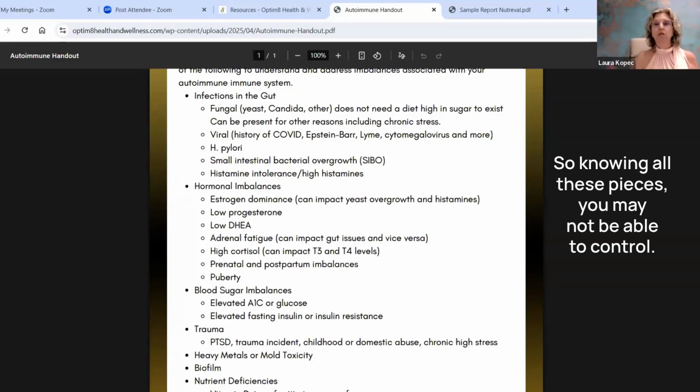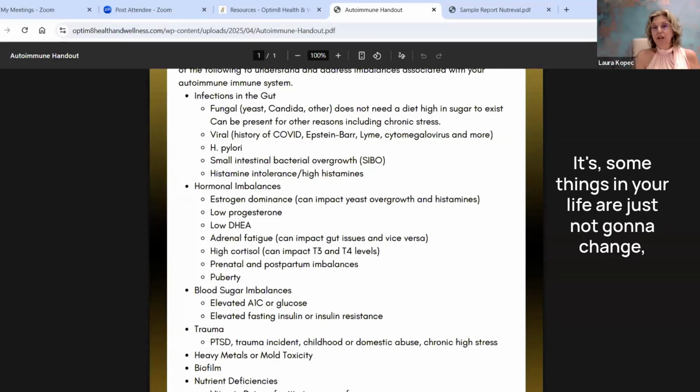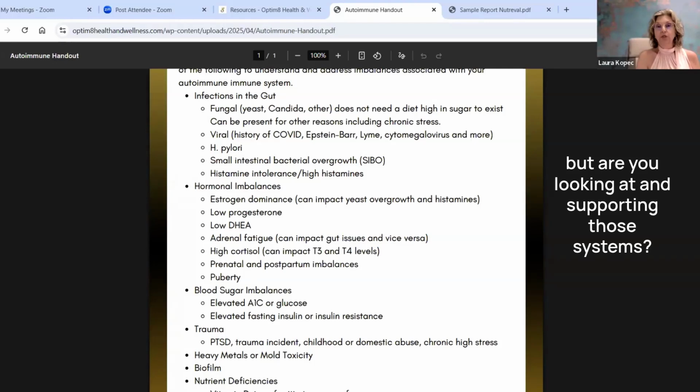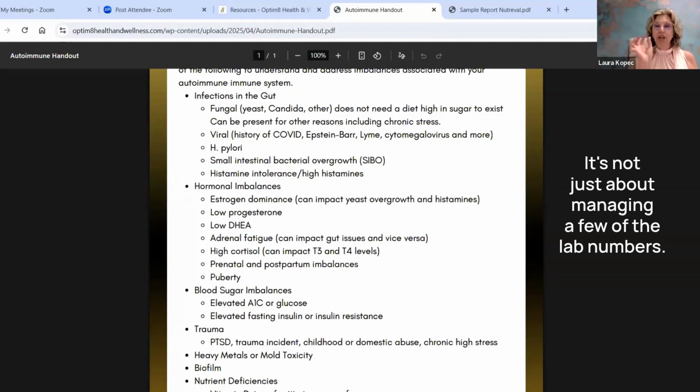So knowing all these pieces, you may not be able to control them. I'm always going to be a business owner. Some things in your life are just not going to change, but are you looking at and supporting those systems? Are you understanding how that connects to your thyroid so that you can manage your thyroid? It's not just about managing a few of the lab numbers.